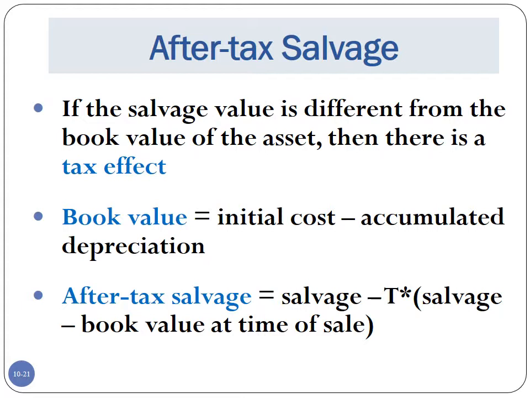The after-tax salvage value of assets used on a project is very important, because if it's different from the book value, then there's a tax effect. We have to pay taxes on the difference. The book value is the initial cost minus accumulated depreciation, and it may be zero, but the after-tax value is salvage minus book value at the time of sale. So the after-tax salvage may be greater than the book value, and then the taxes would be accumulated on the difference.